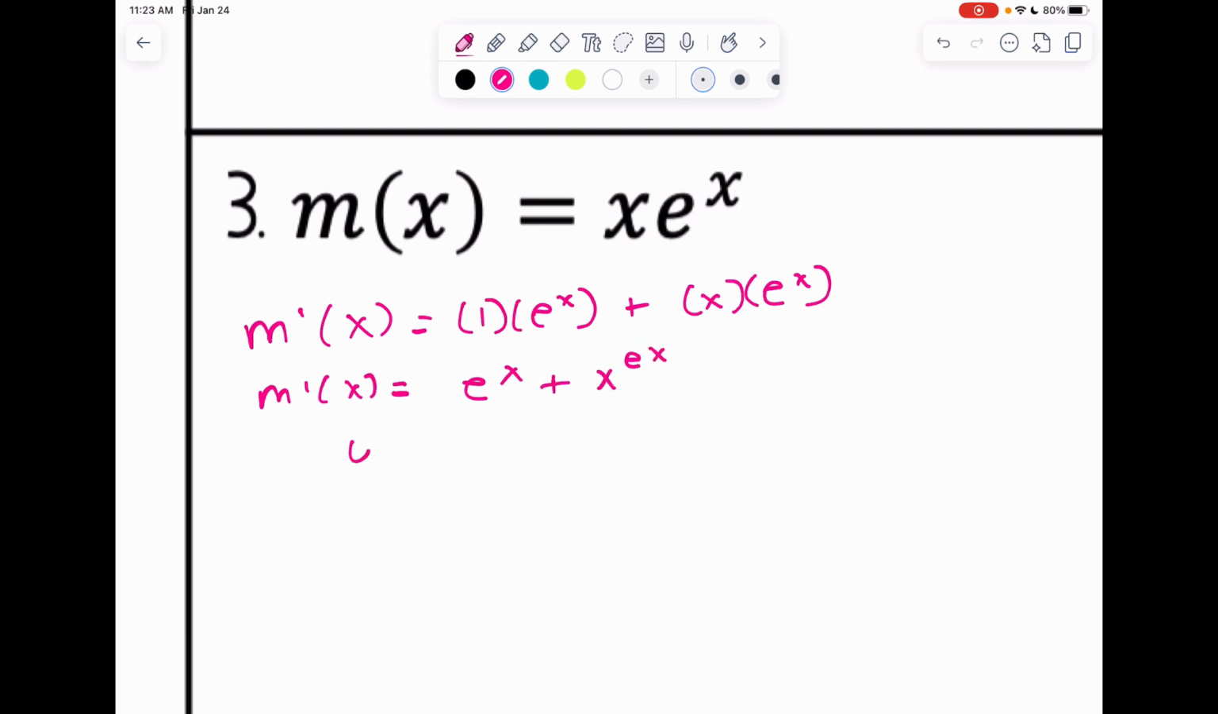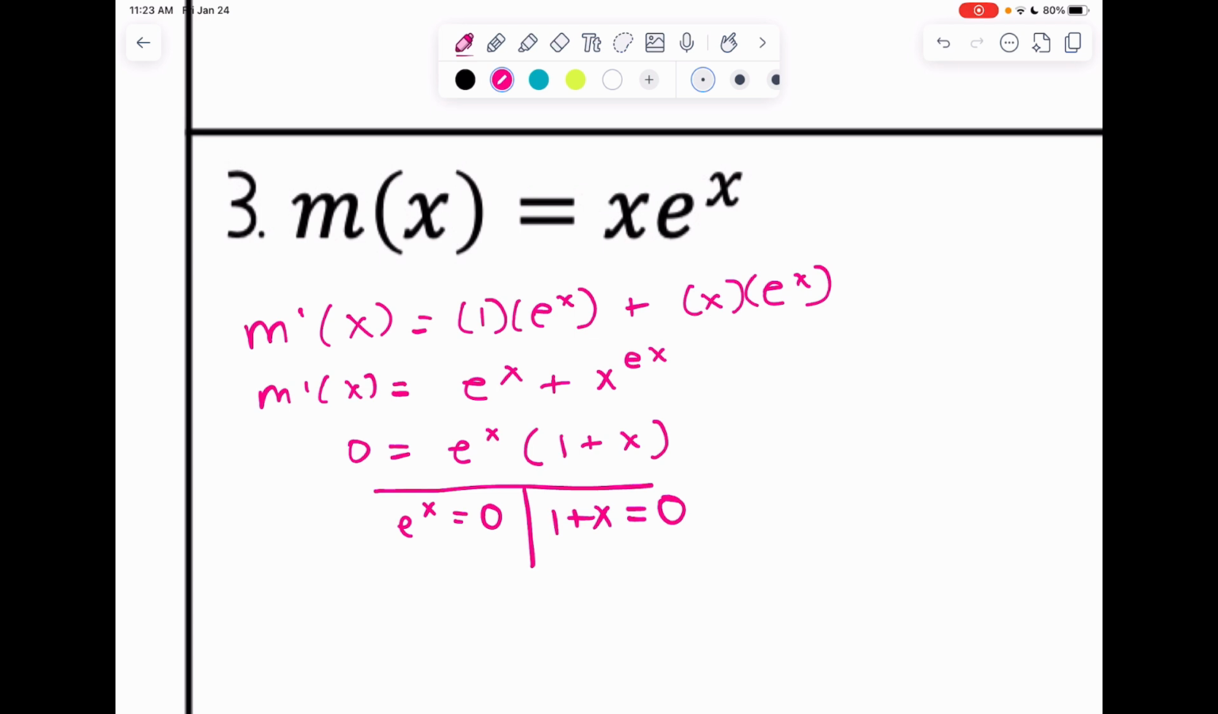And we might notice here that we can set this equal to 0 as well, but that we have a greatest common factor of e to the x that we can essentially pull out. And now let's set each of these factors equal to 0. e to the x equals 0. It is not possible to solve that. However, 1 plus x equals 0, that we can solve, and we would get that x is equal to negative 1. So that is our only critical number here.